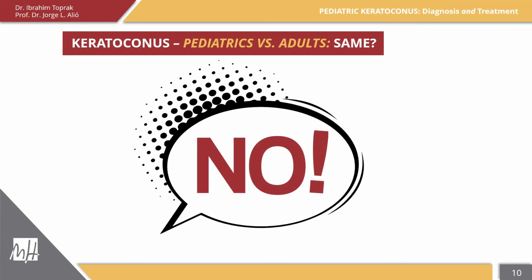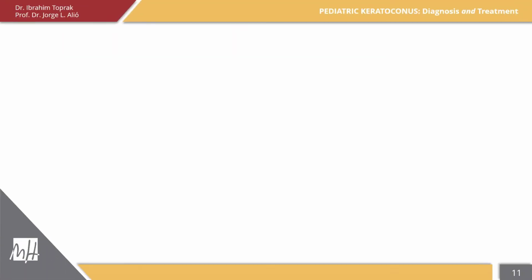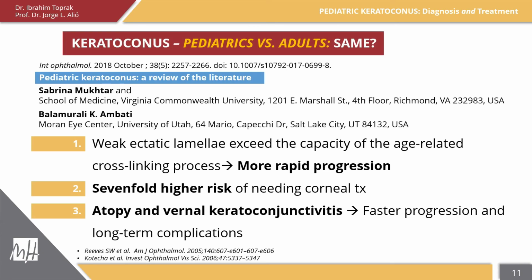Does keratoconus behave the same in pediatrics and adults? The answer is no. According to the current evidence, weak ectatic lamella exceeds the capacity of the age-related natural cross-linking process in pediatric keratoconus. These cases show more rapid progression, and they also have a 7-fold higher risk of needing corneal transplantation. Atopy and vernal conjunctivitis are important, and they are related with faster progression and long-term complications.